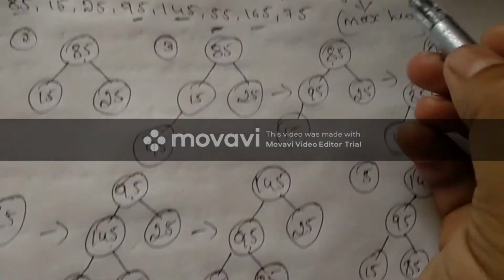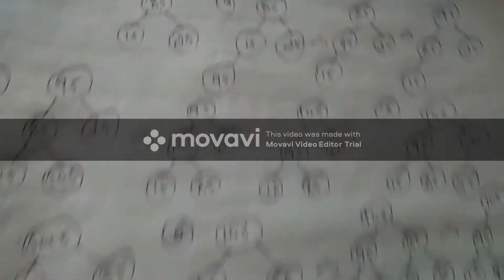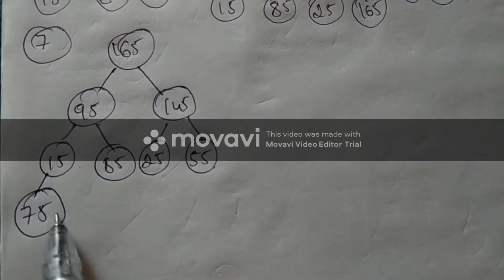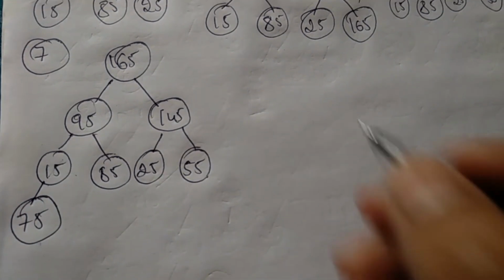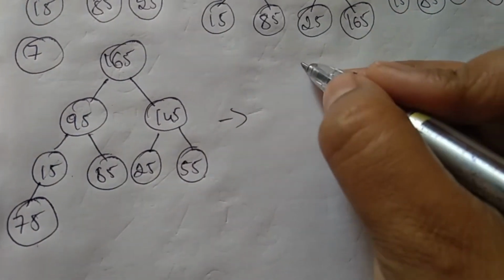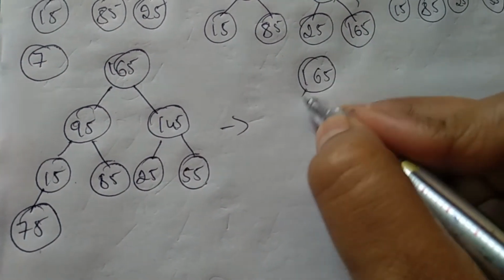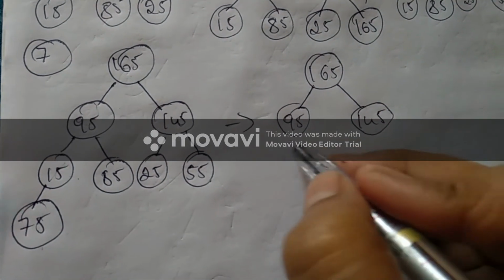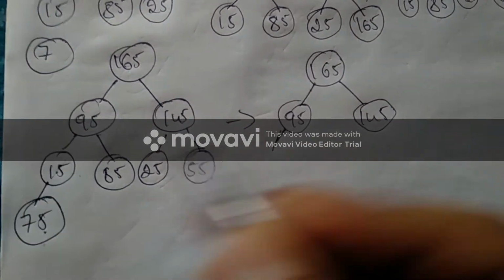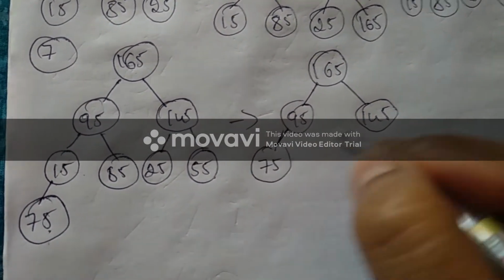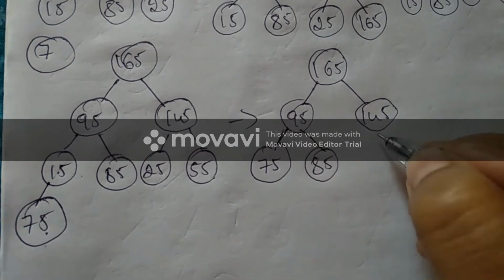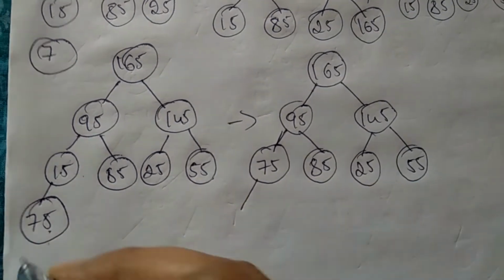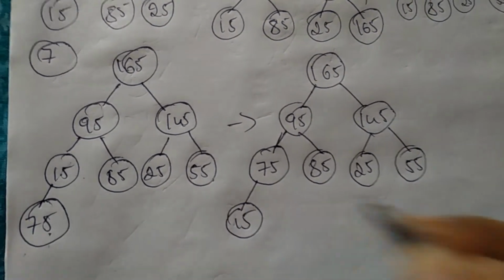Yes, which is the next element I have to take for construction? It is 75. Towards the left of 15, I'll put 75. Again, 15 is less than this 75. So what you have to do? You have to construct one more: 95 will be as it is, 145 will remain as it is. Then in place of 15, I'll put 75. Then 85 remains as it is, 25, 55. Then in place of 75, I'll put 15.